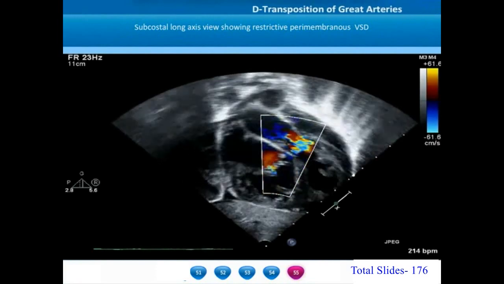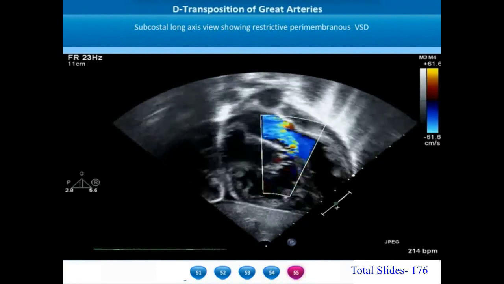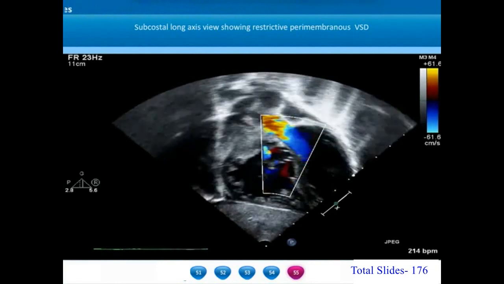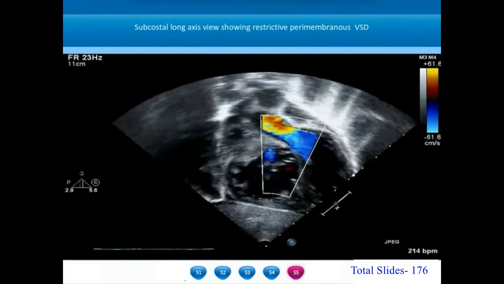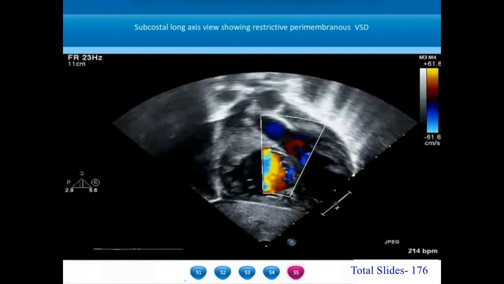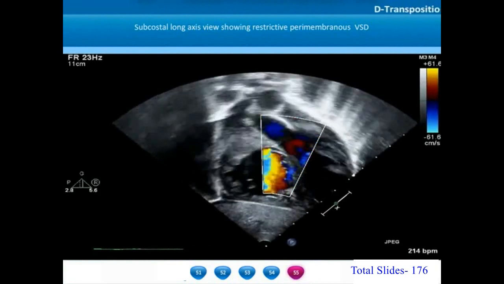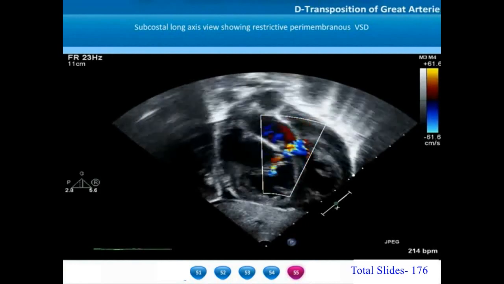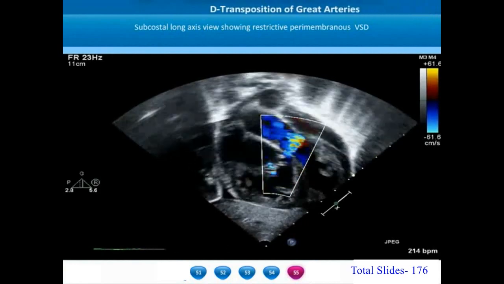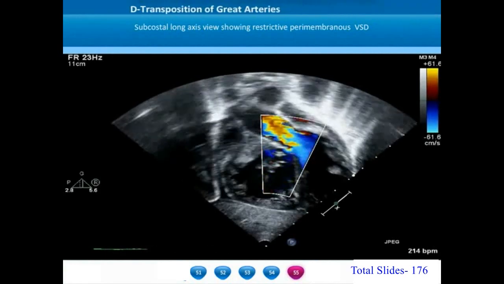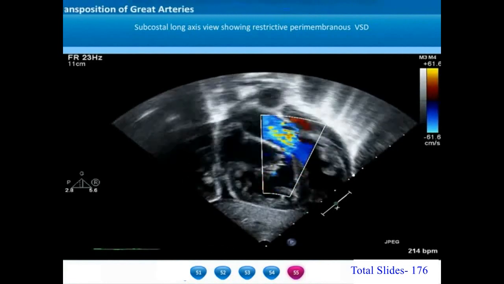The same restrictive perimembranous ventricular septal defect is shown on a subxiphoid view. We can notice the extremely close relationship between the small ventricular septal defect in the membranous septum and the tricuspid valve leaflets. The defect in the ventricular septum directs the jet from the right ventricle into the left ventricle in the subpulmonic area.